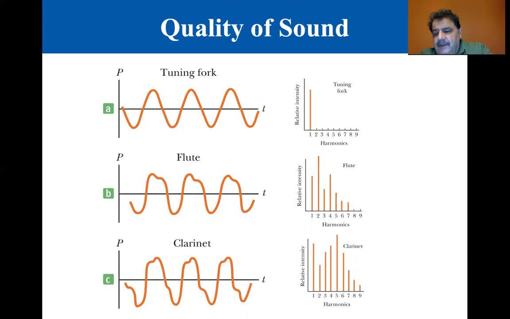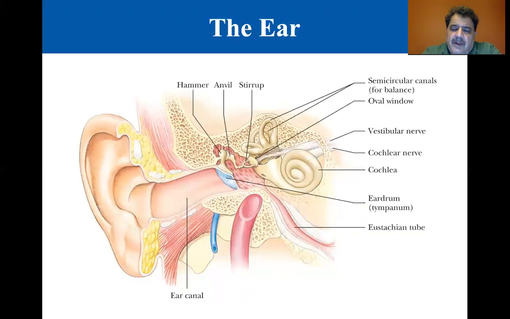Now, the ear is an amazing piece of engineering. It's got the ear canal, the inner ear, made up of the hammer, anvil, and stirrup, and the cochlea. These all have to do with hearing. But there's so much more to the ear here.